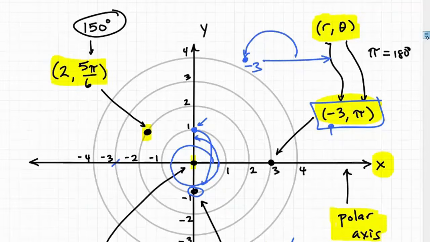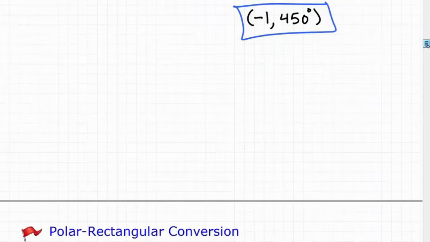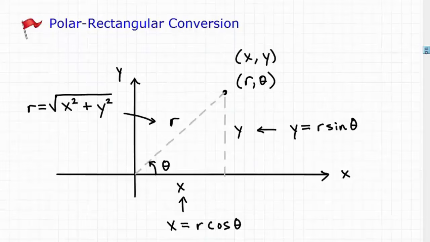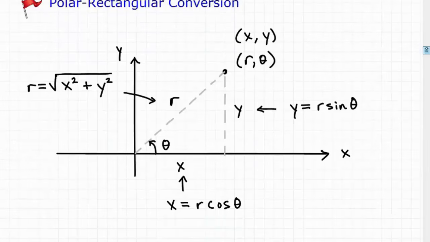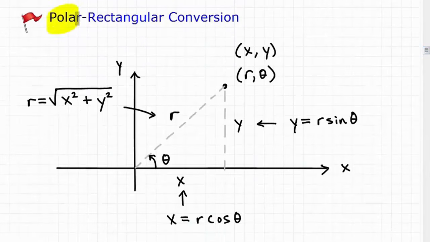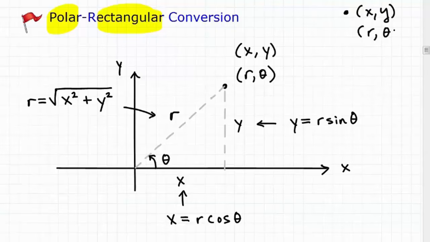All right, now let's move on to polar-rectangular conversion. We have 2 ways of describing a point. This point here, I can describe as an XY ordered pair, or using this new system, our polar coordinate system, which is a radius and angle. So you can convert between the two. We can go from here to here and vice versa.